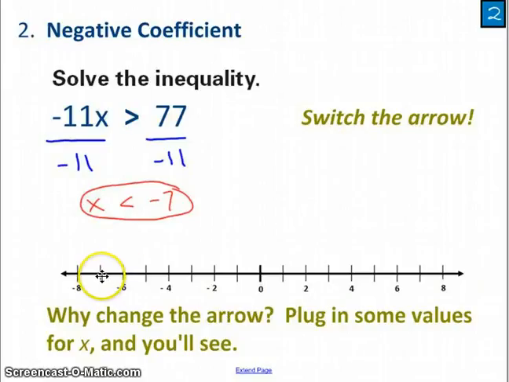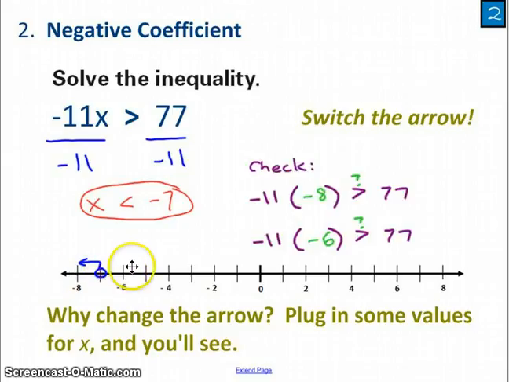Negative 7 is right here. So less than negative 7 is the numbers to the left of that. And I really do have a number of students who get confused about that, so I want to point this out. Negative 8 should work because the solution says it's any number that's less than negative 7. So negative 8 should work, negative 6 should not. Let's try them both.